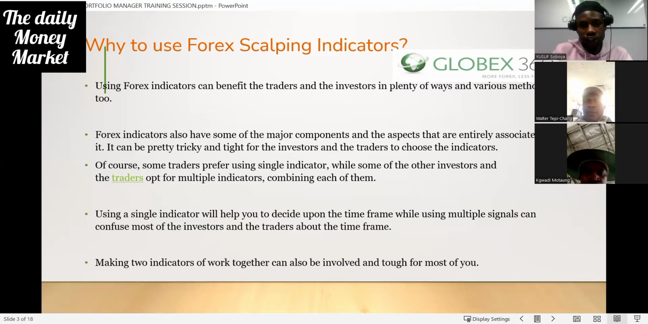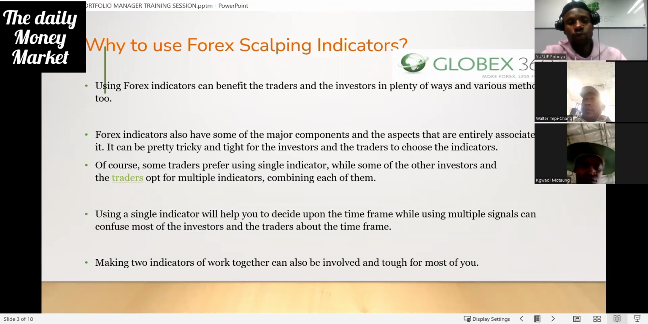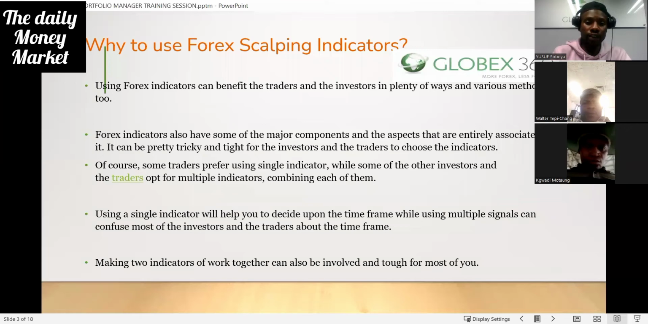It can be pretty tricky at the same time, because it's something that we need to learn and practice over and over again. It can also be tough for investors and traders to choose the indicator they need to use at a specific time. So of course, traders prefer using single indicators, which is what we are supposed to be focusing on. Using one indicator at a time is much better until you understand all those Forex indicators. Using a single indicator will help you decide upon the time frame, while using multiple signals can confuse most investors when they are trading.